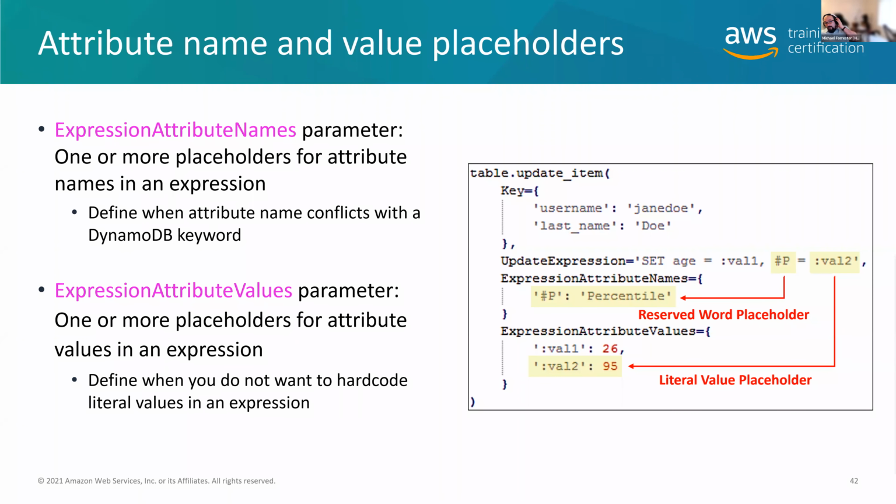You could also do this when you don't want to have literal values in, and you want to do some kind of substitution or interpolation. These expression attribute values, which are different from expression attribute names, usually start with a colon. So that way you can use this as a placeholder when you do not want to hard code literal values into your code.